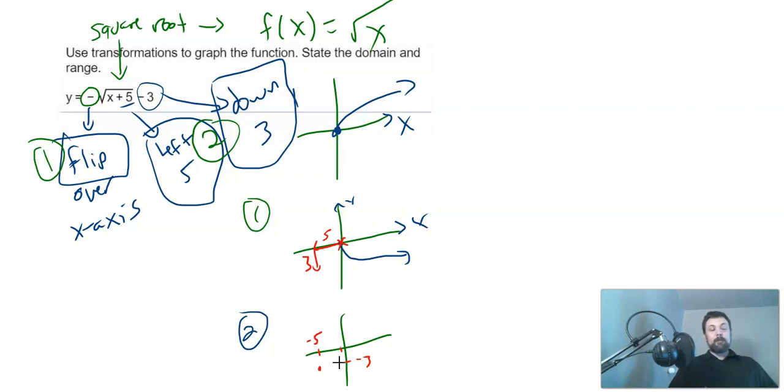It's going to end up down here. Otherwise, the rest of the graph, the shape just gets copy and pasted to that new location. So it's going to look still exactly the same. It's just going to be located over here now. So it's going to look something like that.